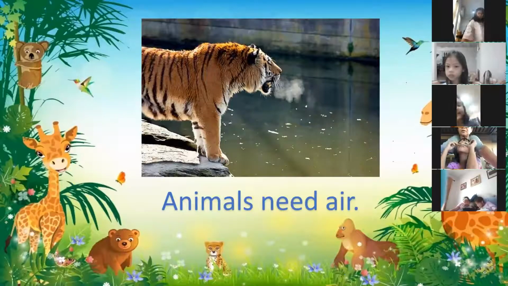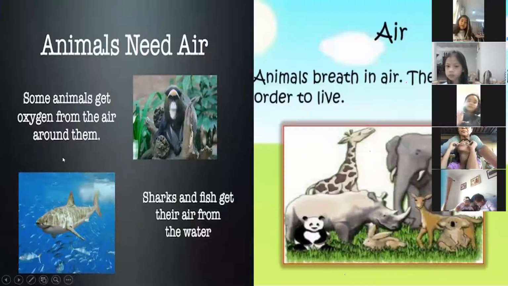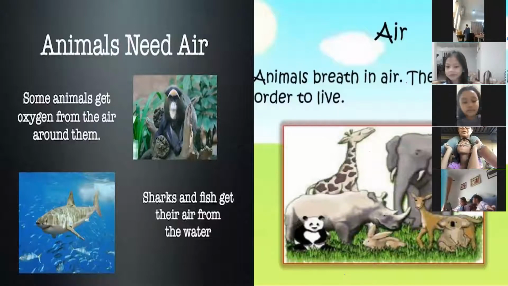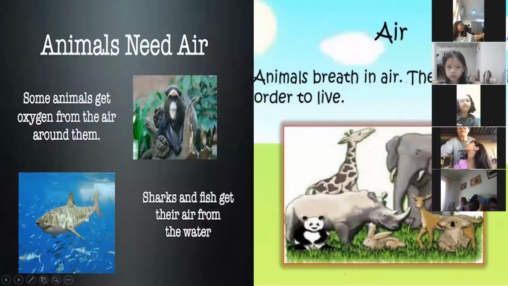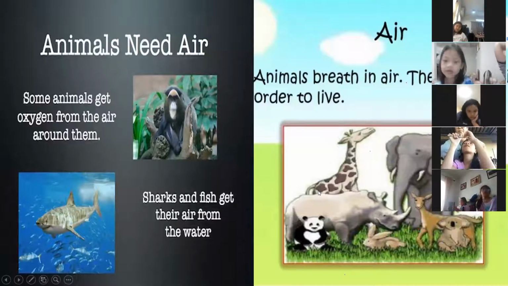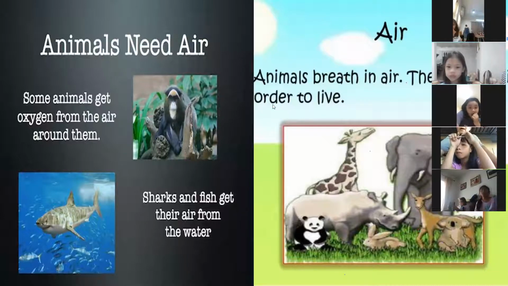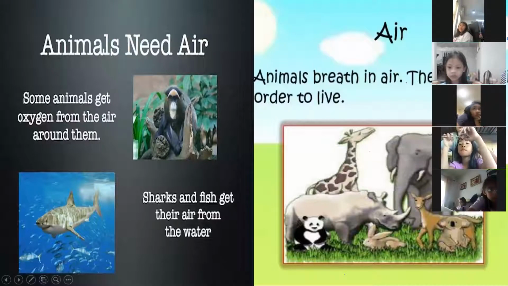Next, animals need air. Some animals live in the forests, some animals live in the sea, but they need water too. And they need air too. Okay? They need air. Number 1, we have food. Number 2, we have water. And number 3, we have air. Okay? Animals breathe in air. They need air in order for them to live.